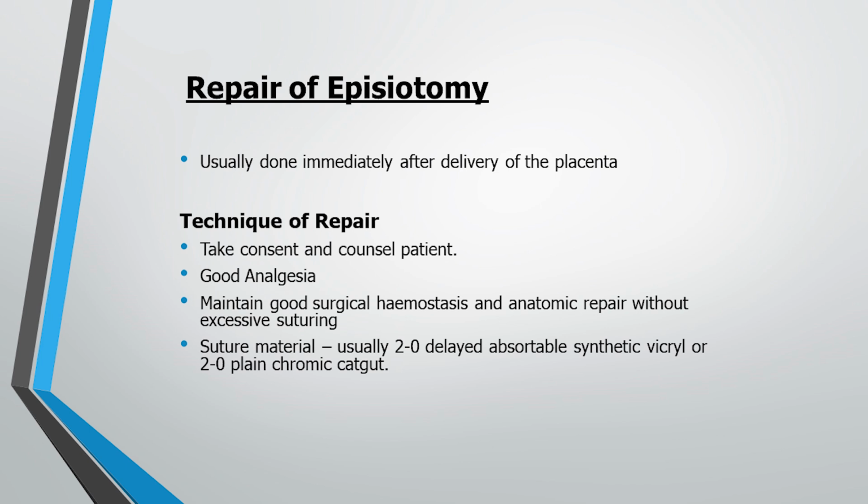One of the principles of repair is to maintain good surgical hemostasis and anatomic repair without excessive suturing. The materials that we often use are delayed absorbable synthetic Vicryl sutures, or plain chromic catgut. This will be acceptable, 2-0 for both. If you use a higher strength of sutures, it may lead to infection that may compromise the episiotomy site, and then that may lead to wound breakdown.